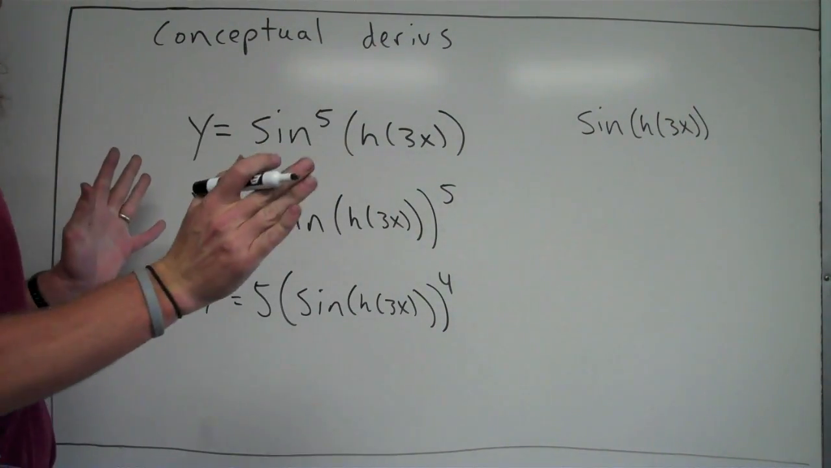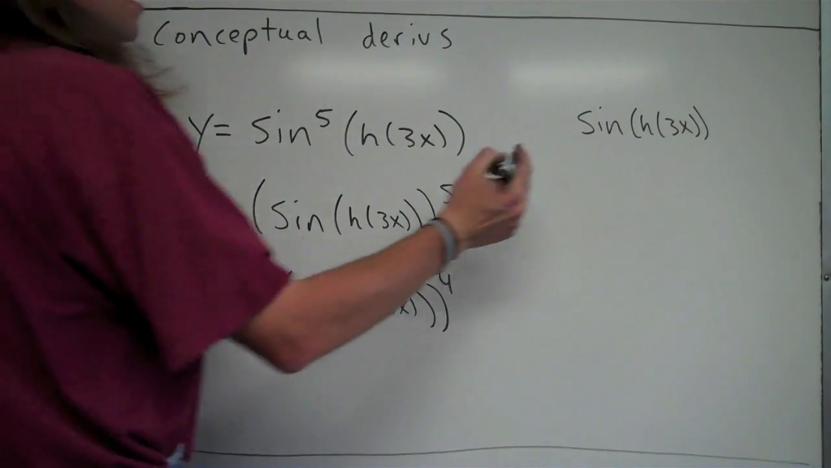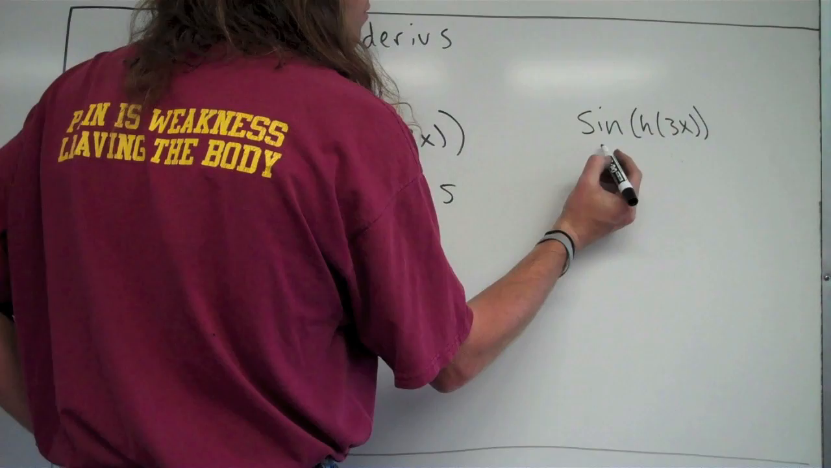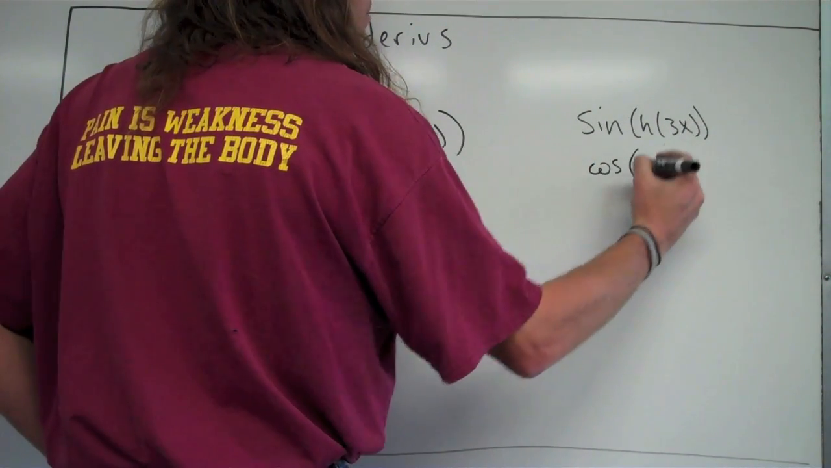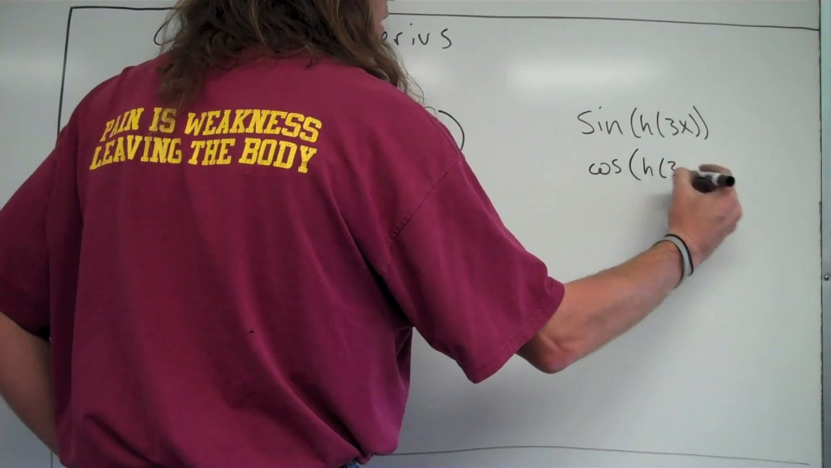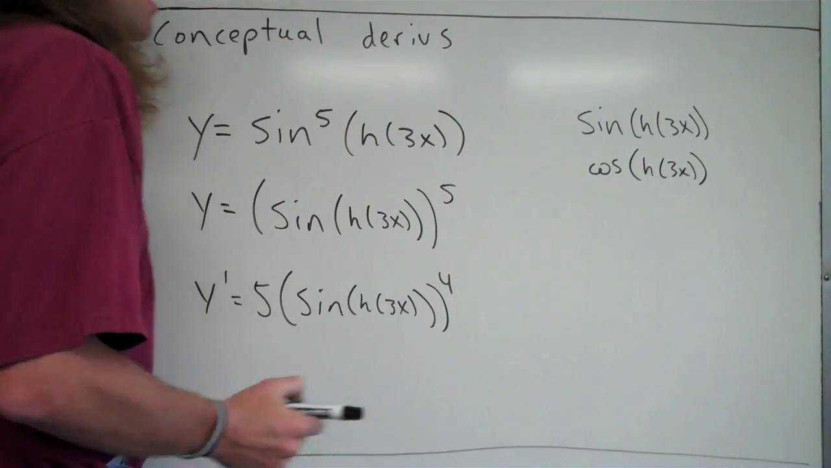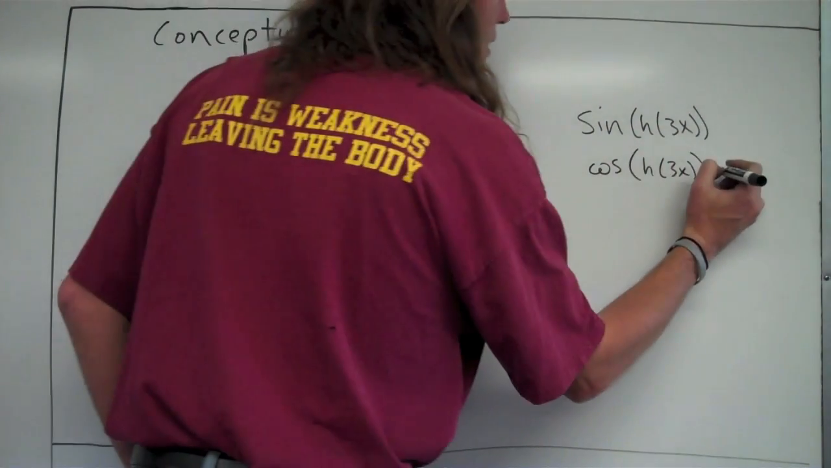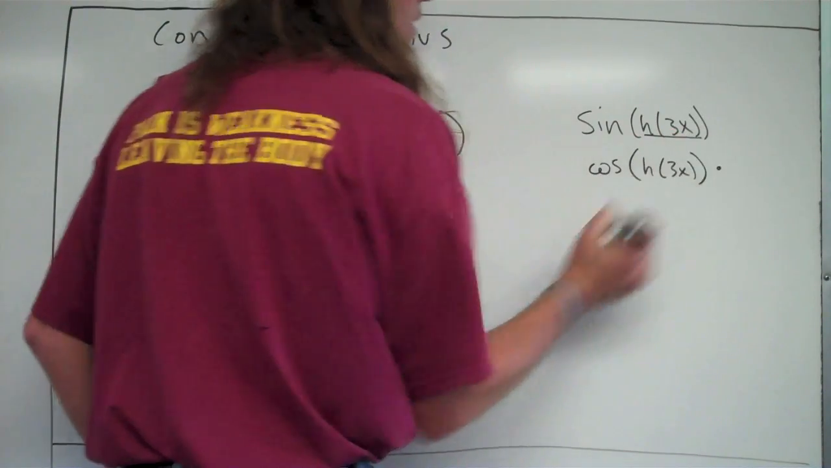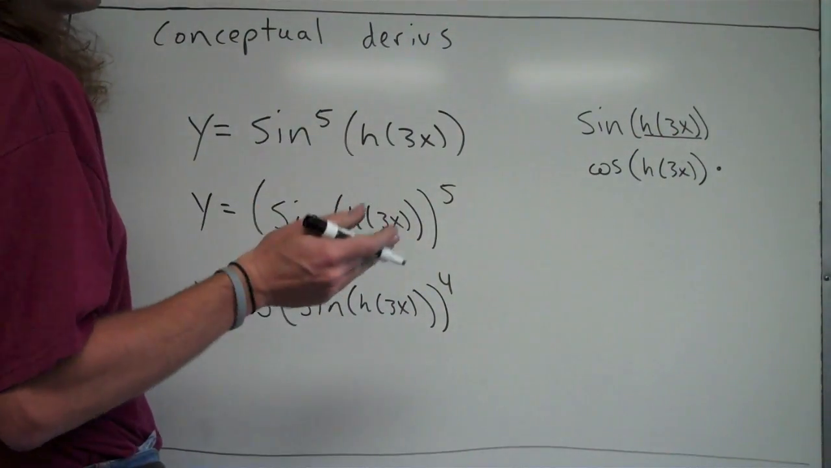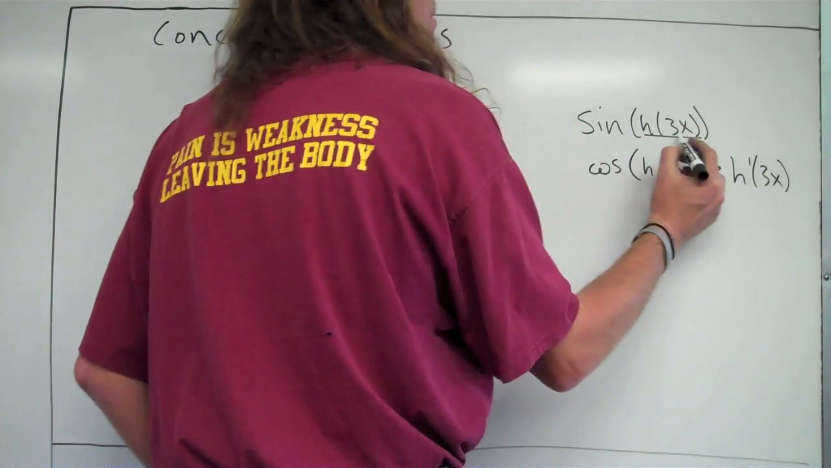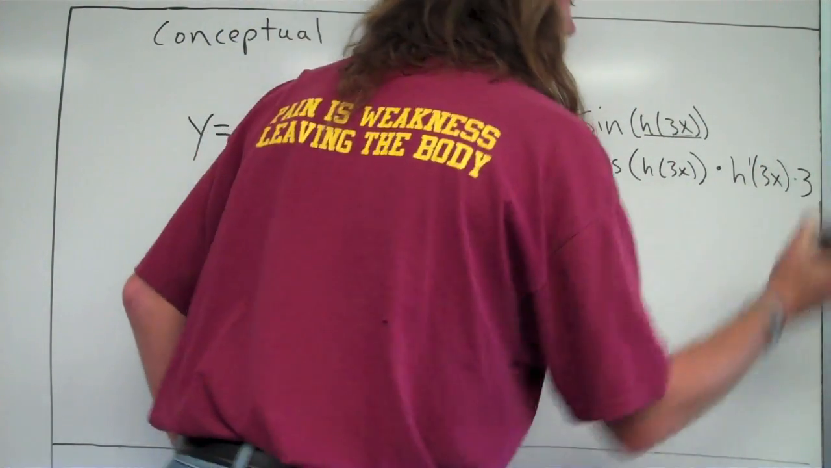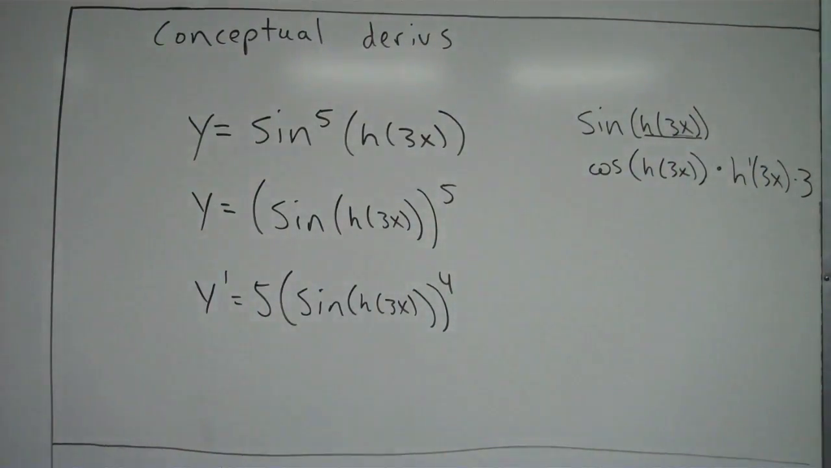So I've got to be careful here, because there's crazy chain rule going on. First work from the outside. The derivative of sine is cosine. So cosine of, keep my inner function the same, h of 3x. And then I have to multiply times the derivative of the inner function, which is right here, h of 3x. The derivative of h of 3x would be h prime of 3x times the derivative of that inner function, which is 3. Whew. A lot of inner functions going on there.